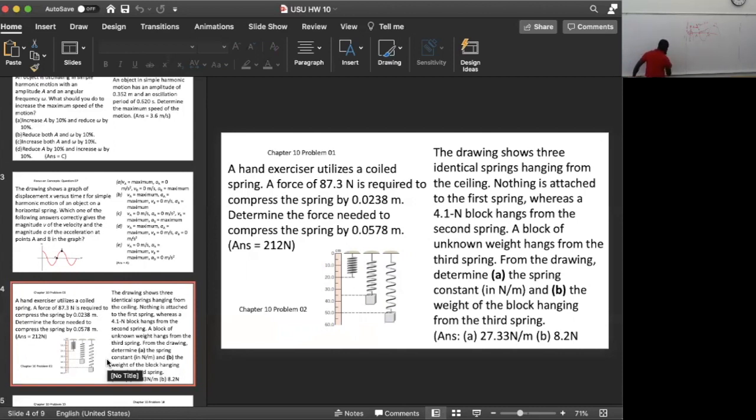So in this problem, I'm going to write down the parameters. 87.3 newtons, cost an extension x1 of 0.0238 meters. They're asking me to find the force needed to compress by 0.0578 meters, so I'm looking for F2. Okay? So I'm going to stop sharing so you see what I'm solving.